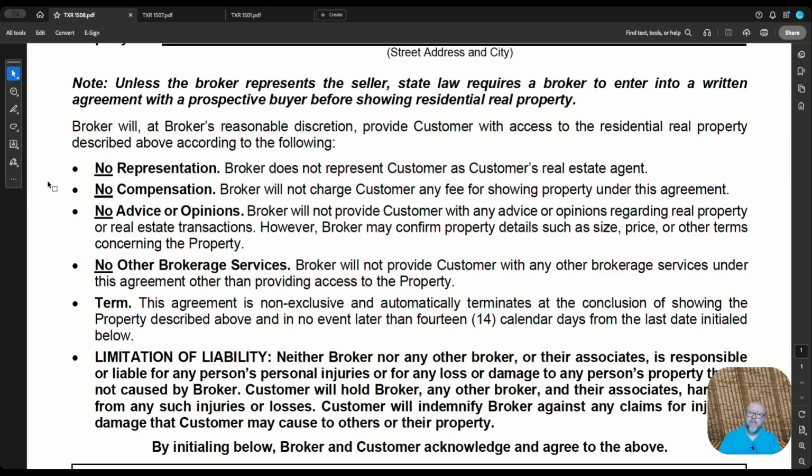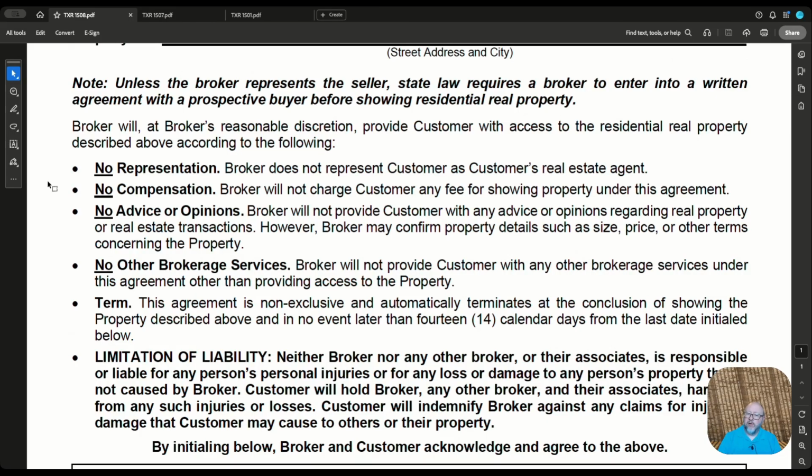There we have it. No advice or opinions. Remember, advice and opinions are reserved for clients, not customers. Broker will not provide customer with any advice or opinions regarding real property or real estate transactions. However, broker may confirm property details such as size, price, or other terms concerning the property. So again, this is confirming details, size, price. These are things that an unlicensed assistant could do, incidentally. So if you're not representing someone, you can also do that as well.